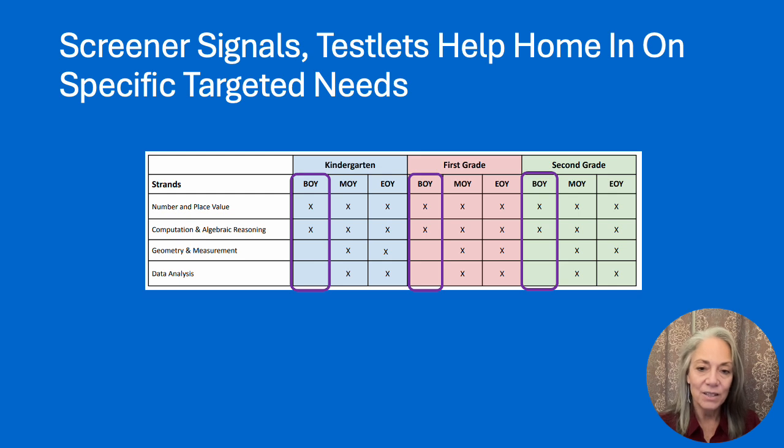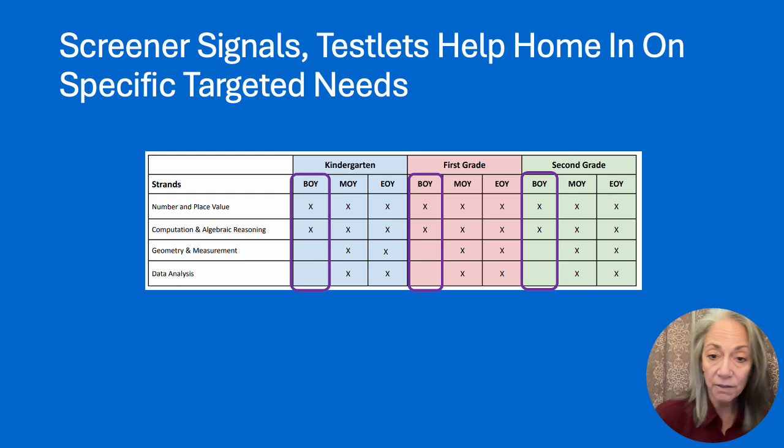What I think is really critical and important is to understand the design of the testlets, that these testlets are designed to reflect a learning progression in mathematics. And they do so in a way that highlights these foundational strands in our standards. So the beginning of the year expectations are really around the foundational aspects of number and place value and computation and algebraic reasoning at each of these grade levels. You can see the progression here of what students are expected to learn.